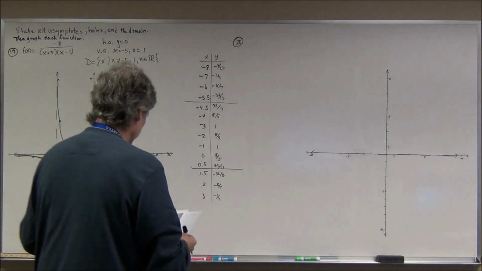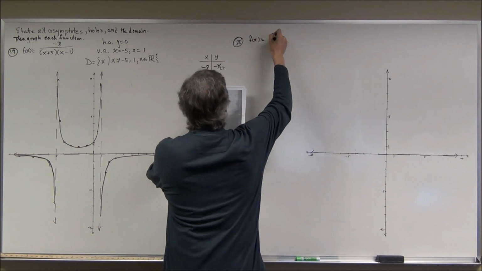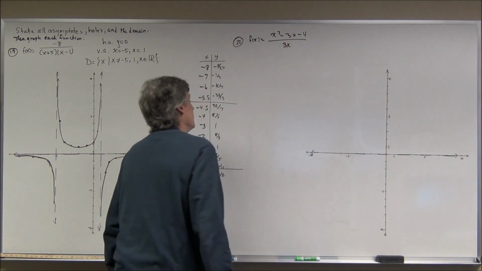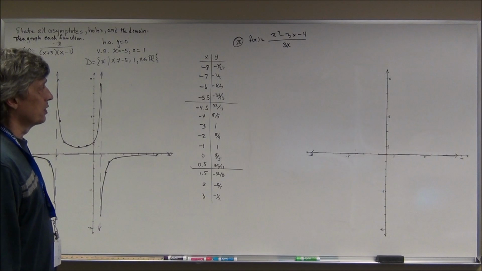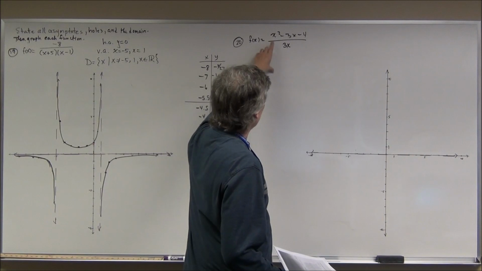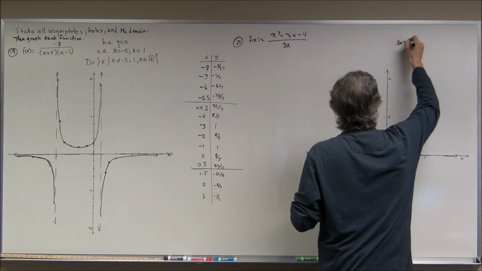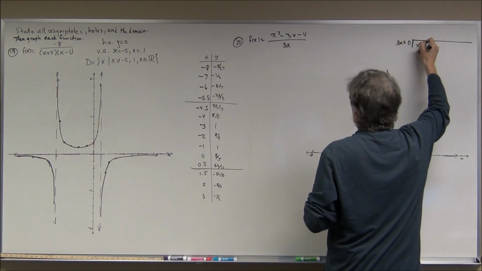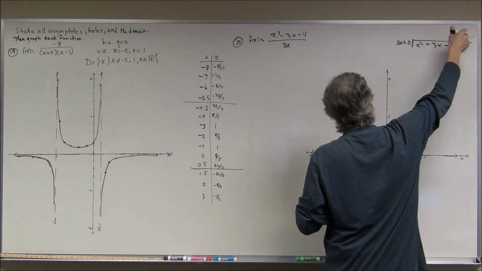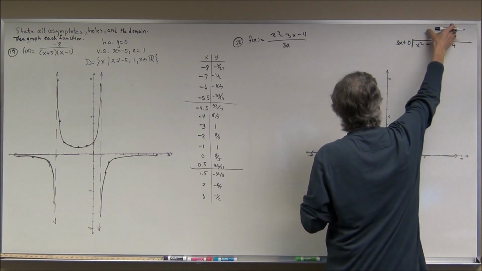Now this is the one that has the slant or oblique asymptote. I have f of x is equal to x squared minus 3x minus 4 all over 3x. Because the degree of the numerator is greater than the degree of the denominator, there is no horizontal asymptote. But because it's 1 greater, there is a slant asymptote. You divide 3x plus 0 into x squared minus 3x minus 4. Whatever the quotient is, not the remainder, that's what you're going to use to find your slant or oblique asymptote. It's going to be y equals the quotient.